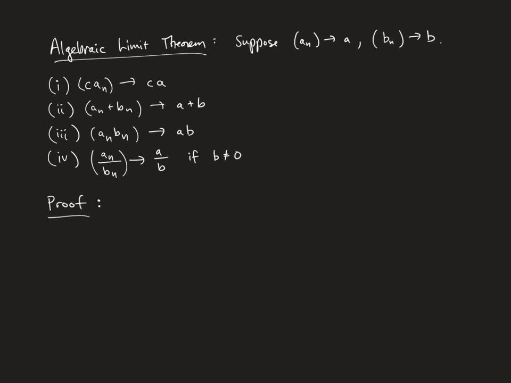And we have to go back to our definition. All right, so make yourself ready. So here we go. Number 1. We need to show that C times a_n converges to CA. So we have a claim of convergence. This sequence is converging to this thing.